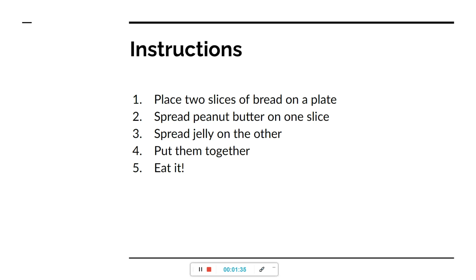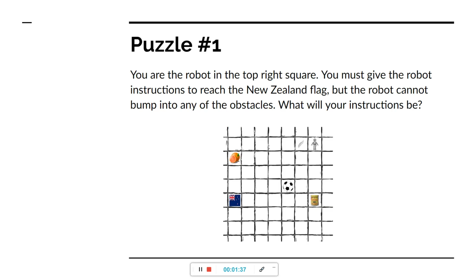Let's play a game here. It'll kind of demonstrate that too. We look at this puzzle here. Say you're the robot in the top right hand corner, this guy right here. You must give the robot instructions to reach the New Zealand flag here. But the robot can't bump into any of the obstacles.